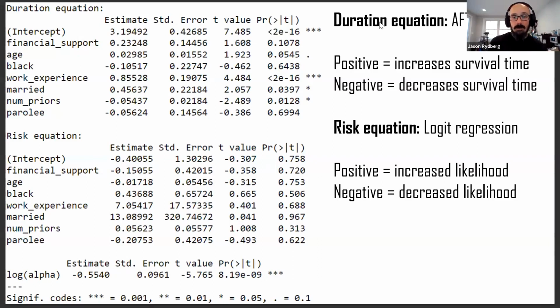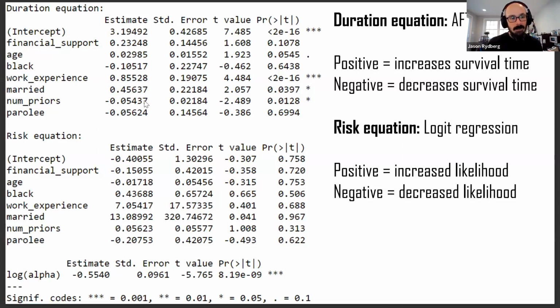Positive means that it increases survival time. Negative means it decreases survival time, so it happens more quickly. For instance, if an individual has work experience, this vastly expands the survival time. So people with work experience survive significantly longer before experiencing rearrest. It's close, but it does not appear that financial support gets that done in this case.